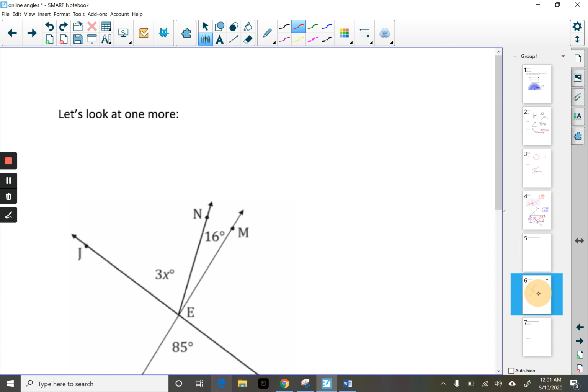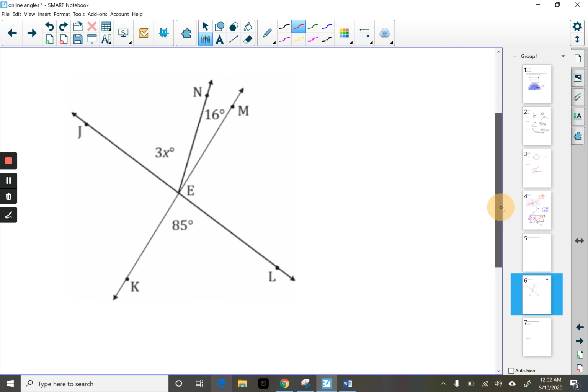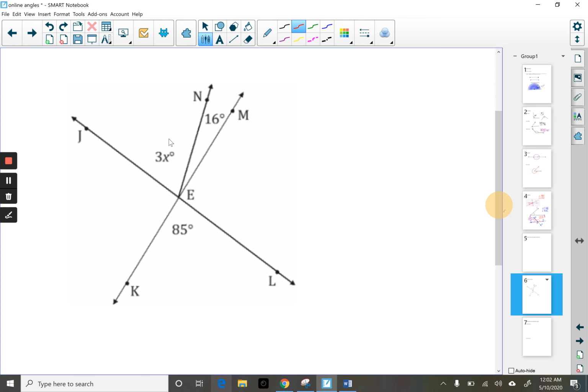Let's take a look at one more. This is an example we're actually going to try next week. It's made up of a bunch of different lines here. Well, actually, it's made up of two lines. It's made up of line JL right there, and line KM, but it's also made up of a ray, ray EN. We call that ray EN. It starts at E where there's a point, and it goes to N where there's an arrow. Okay, but we'll get into that a little bit more as well.